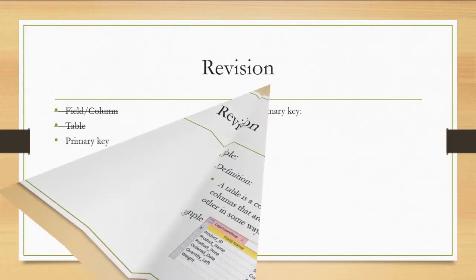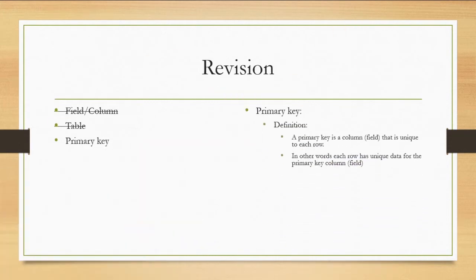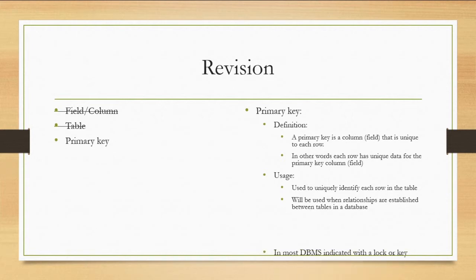Next, let's look at a primary key. A primary key is a column or field that is unique to each row. In other words, each row has unique data for the primary key column or field. Usage. Now, why do we need a primary key? Used to uniquely identify each row in a table. Will be used when relationships are established between tables in a database. In most DBMSs, or database management systems, a primary key is indicated with a lock or a key.